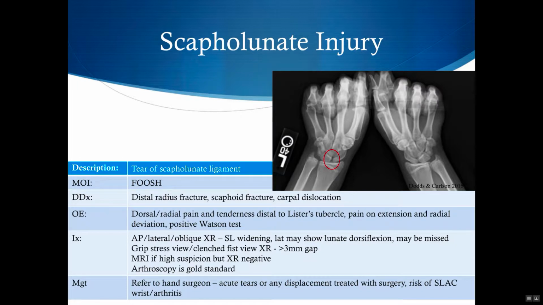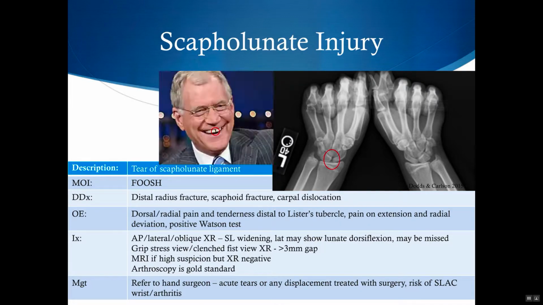You should get regular x-ray views, but they might be negative, so it's important to include a clenched fist view or grip stress view like in this picture, ideally bilateral for comparison. A gap larger than 3 millimeters between the scaphoid and lunate is abnormal, and that's circled here. This is called the Terry Thomas or David Letterman sign because it looks like a gap between teeth. Can you see the similarity?